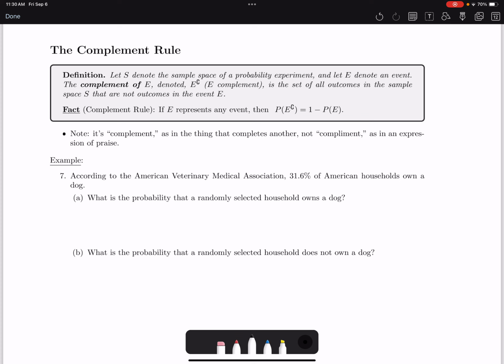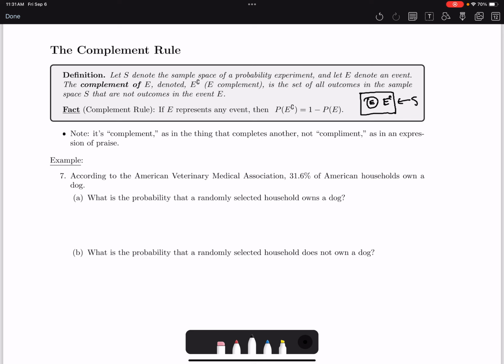If I were to draw a picture of this, I could represent the sample space with a box. So that's our sample space S. And maybe E is some event inside the box. And E complement would be everything else. E complement is everything else in our sample space.